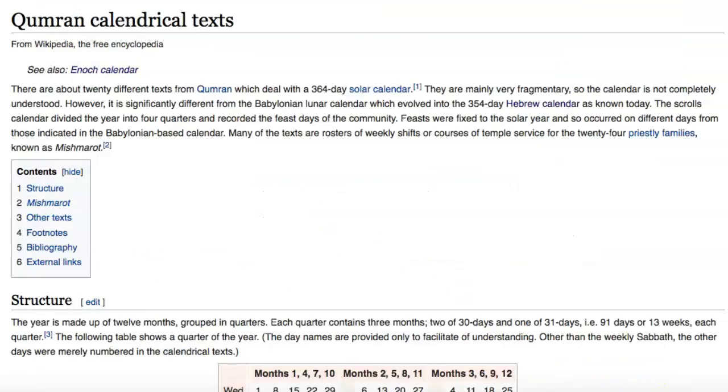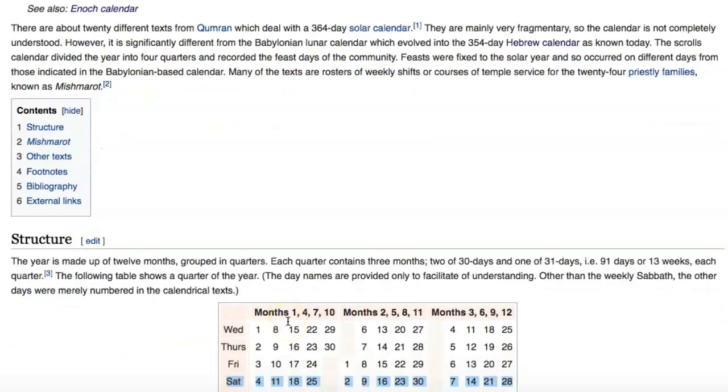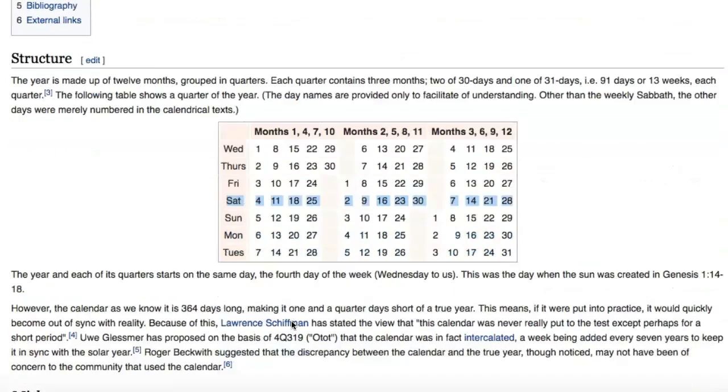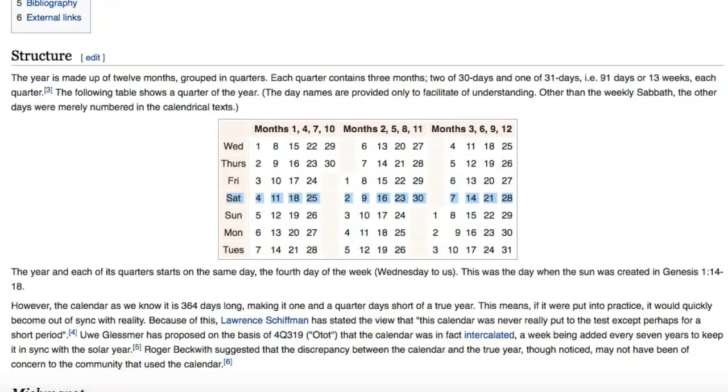Now, the Enoch calendar is also known as the Qumran calendar, and the reason that this is the case is because there are about 20 different texts from the Qumran community which deal with the 364-day solar calendar, also known as the lunisolar calendar, and we'll also be taking a look at the priestly calendar too, how this also relates to it. But if you look at the actual structure of the calendar, this is what the structure says.